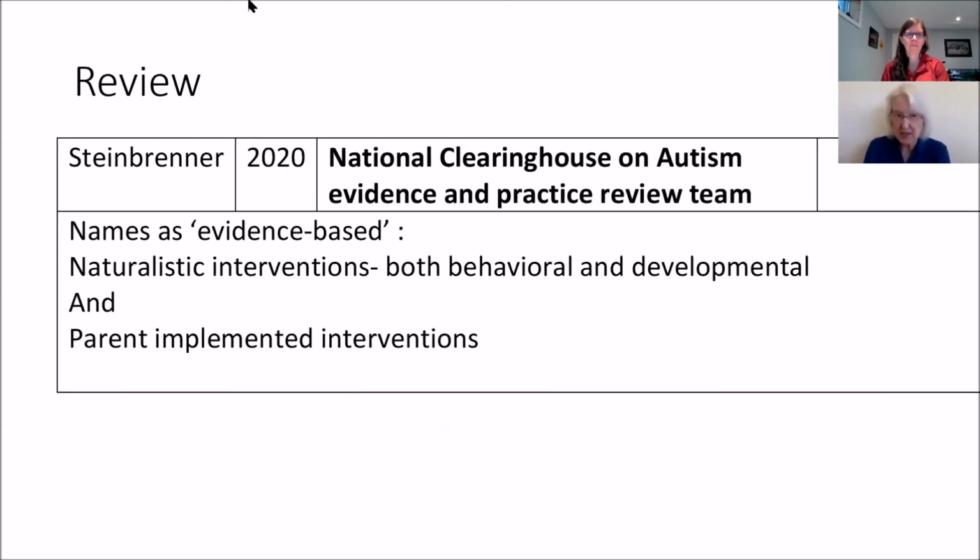And then Jessica Steinbrenner and others at the University of North Carolina, a very well-respected national clearinghouse on autism studies. In the way they categorize, they use the term naturalistic interventions, both behavioral and developmental. And they also use the category parent-implemented interventions. And under both of those, there are a lot of studies. Most of those that I have discussed today are listed under these two, which are their categories as evidence-based.